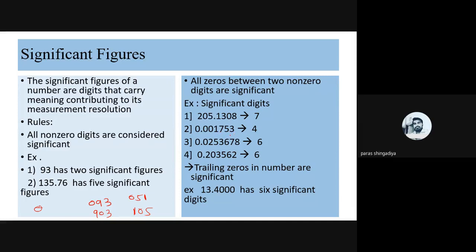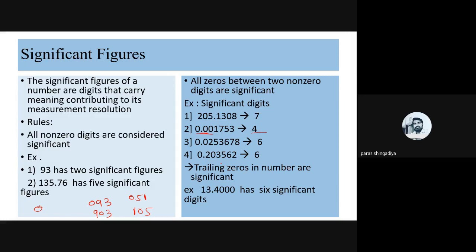Second one, 0.001753. How many significant digits are there? The starting values are zeros, and after these zeros, four numbers are non-zero. So a zero will not be counted as a significant digit if it is a starting digit. So 1753 are the only non-zero numbers, so there are four significant digits. Next, 0.025368. How many digits are significant? There are five.